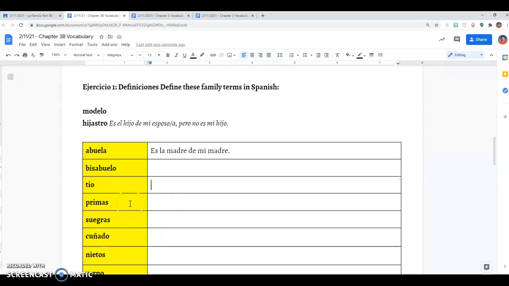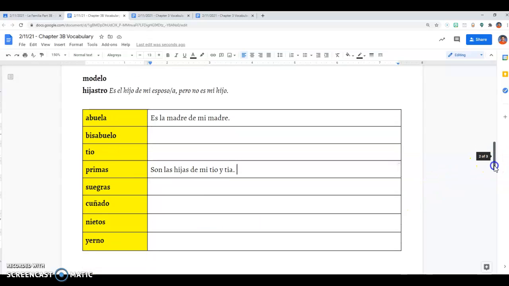All right, so let's try another one here that is perhaps a little trickier. Okay, so what are cousins? Well, cousins are the daughters of my uncle and aunt, right? So instead of es, we're going to write son, the daughters, las hijas de mi tío y tía. Now, tío has an accent. You don't have to worry about it. Not really a big deal.